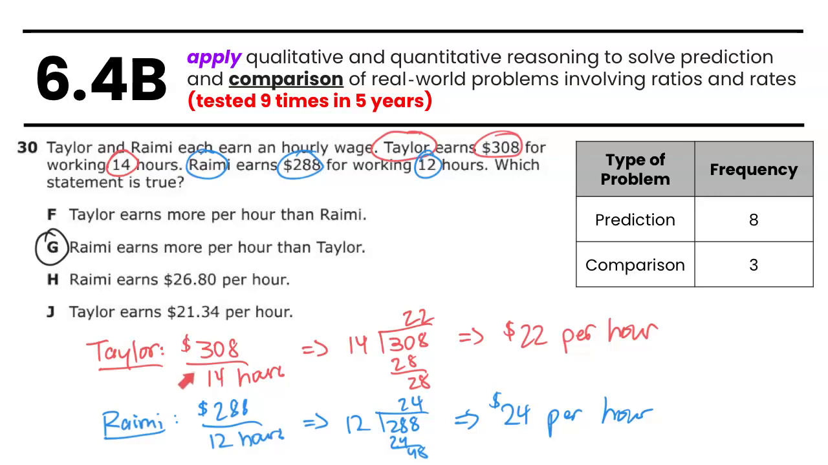So again, having students set up the division of the two quantities, do the actual computation, and then come out with a final result for Taylor of $22 per hour, doing the same thing for Ramey, getting $24 per hour, and then recognizing that 24 is greater than 22 for an answer of G.